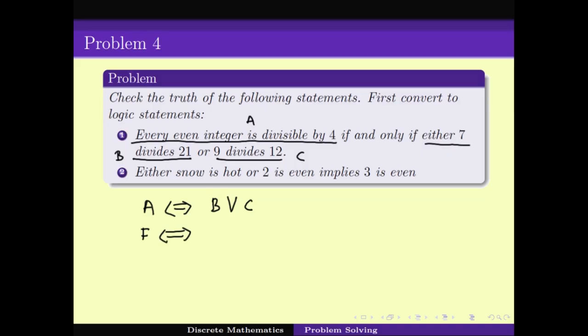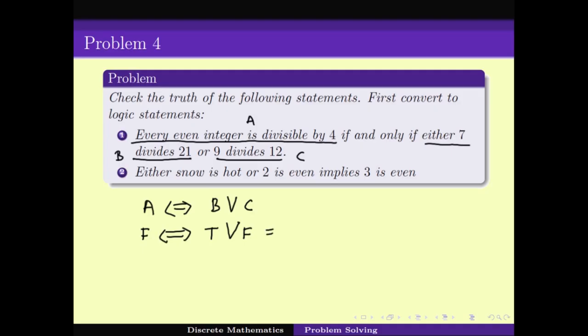Now what is B? 7 divides 21, and this is of course true. And this one is 9 divides 12. So this is of course false. 9 doesn't divide 12, false. So we have false if and only if true or false.